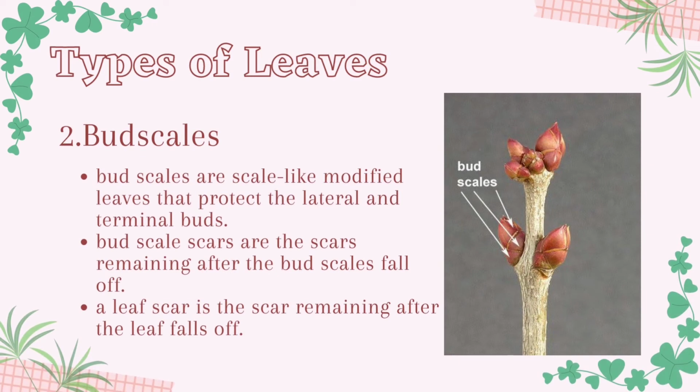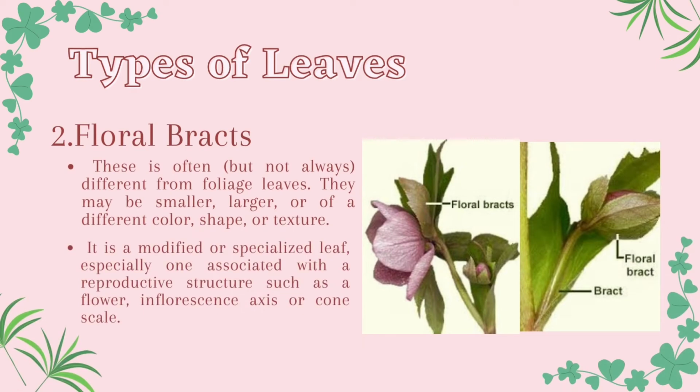Second is the bud scales. Bud scales are scale-like modified leaves that protect the lateral and terminal buds. Bud scale scars are the scars that remain after the bud scales fall off. And the scar remaining after the leaf falls off, this is what we call the leaf scar. Next is the floral bracts.